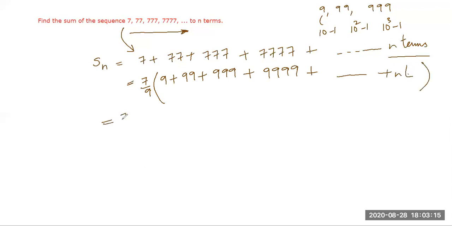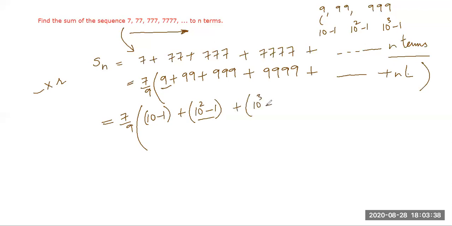So this is equal to 7 by 9 times the sum. How do you convert this? Now in a GP, I'm going to multiply every term by R. So we can write it like 10 minus 1, I'm sorry, 10 minus 1. So this is 9, then 10 square minus 1, which is 99, plus 10 cube minus 1, which is 999, plus 10 raised to power 4 minus 1, and then till n terms. So what is this? Now you got the answer.